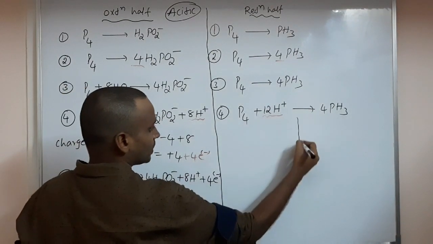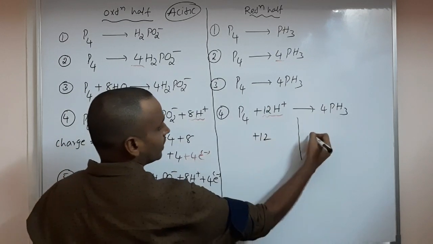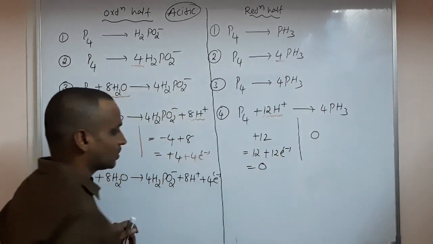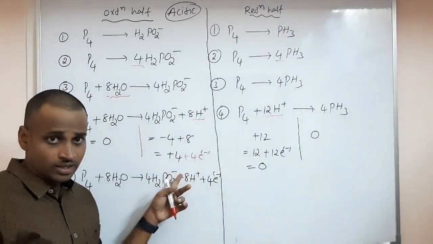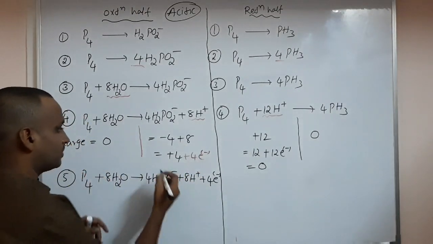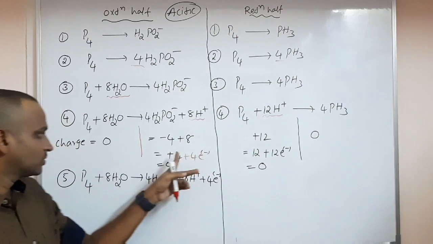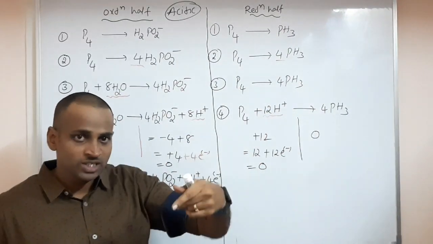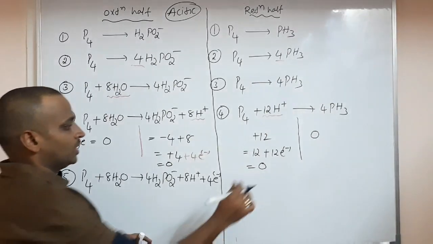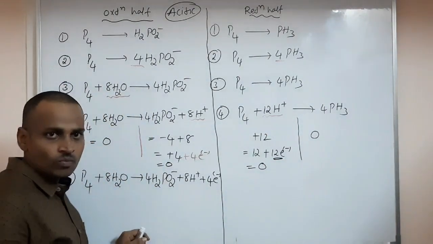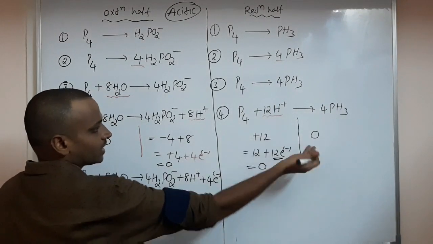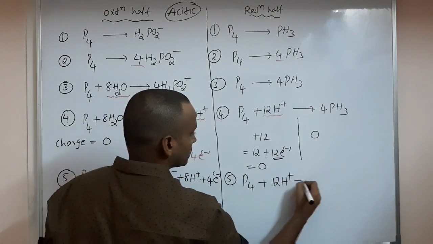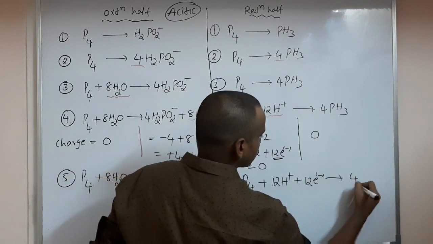Got it? Next come to charge balancing. Very simple. Here plus 12 you have and here 0. That means 12 electrons, then only charge can become 0. Like plus 4, 4 electrons means minus 4, plus 4 minus 4 means 0. Like that plus 12, because 12 H plus ions are there. 1 H plus means plus 1, 12 H plus means plus 12. So 12 electrons I have to add. So I can write P4 plus 12 H plus ions plus 12 electrons gives rise to 4PH3.